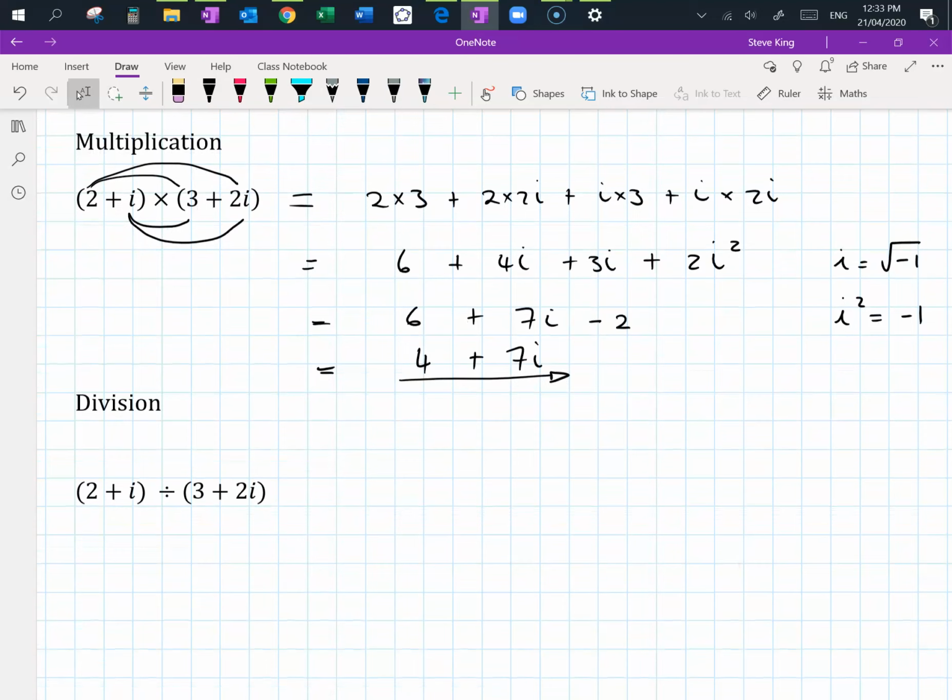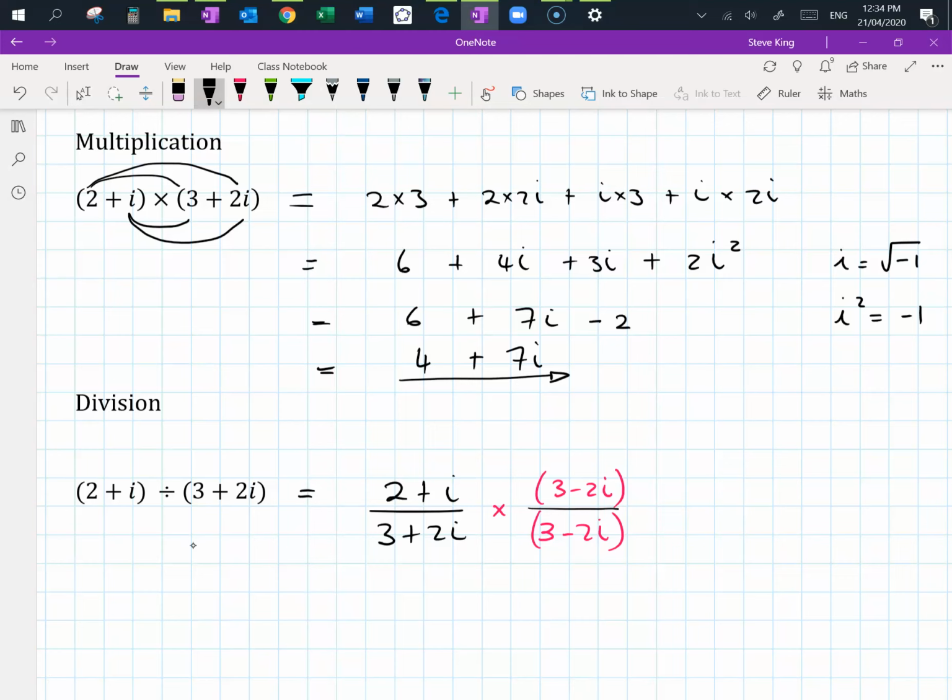Division. Well, when we're dividing two numbers, I can think of them as a fraction. So in other words, I can write this as 2 plus i divided by 3 plus 2i. And just as we did when we were rationalizing the denominators of surds, if I want to tidy this up, I'm going to multiply it by not 3 plus 2i, but 3 minus 2i. I'm going to do that because it will create a difference of two squares in the bottom line, which will be quite useful.